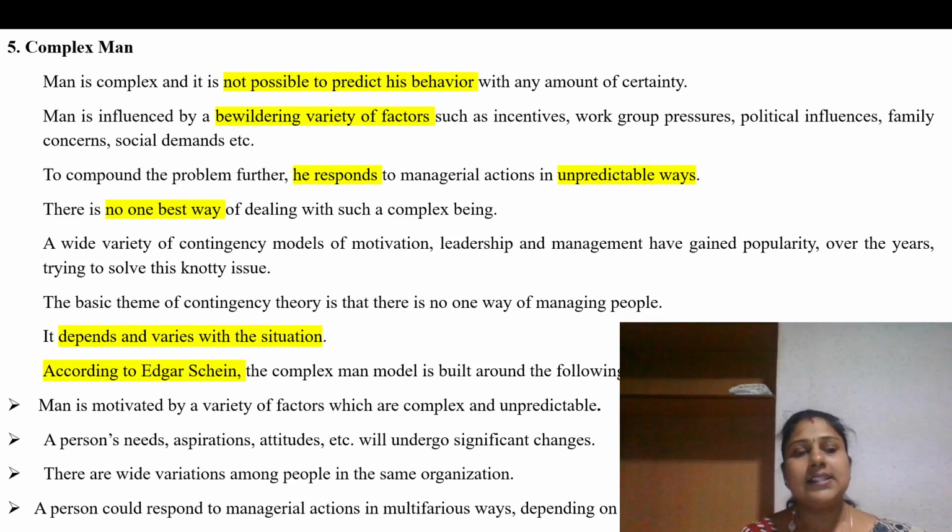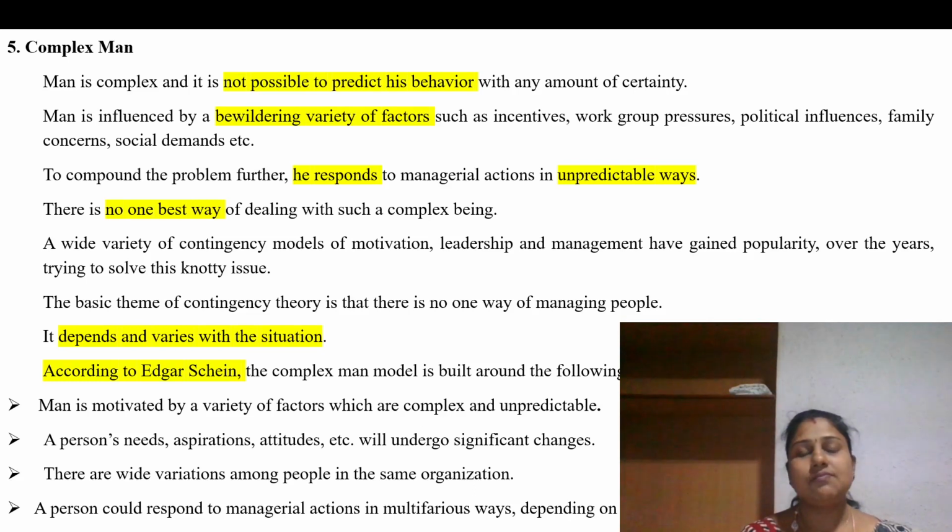This theory depends on and varies with the situations. And this also has a set of assumptions. He is motivated by a variety of factors which are very complex and not predictable. Every individual has their own needs, aspirations, and attitudes. There is wide variation among the people in the same organization. And a person could respond to managerial action depending upon his needs, aspirations, attitudes, and so on.